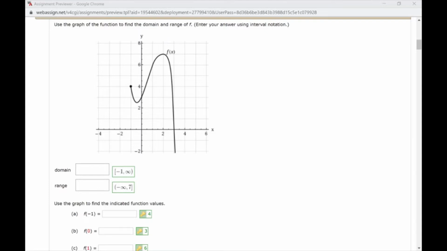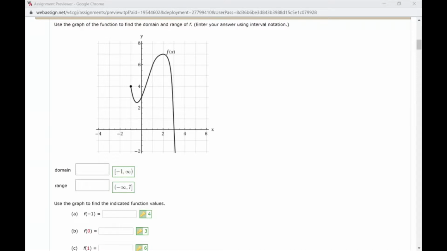Now the topmost point. The topmost point is here. Would you agree that's the topmost point right here? But what does this correspond to on the y-axis? Not the x-axis, the y. If you go right across, it corresponds to 7 on the y-axis. Do we get that? Negative infinity would be the lowest y value all the way to the topmost y value, which is 7.